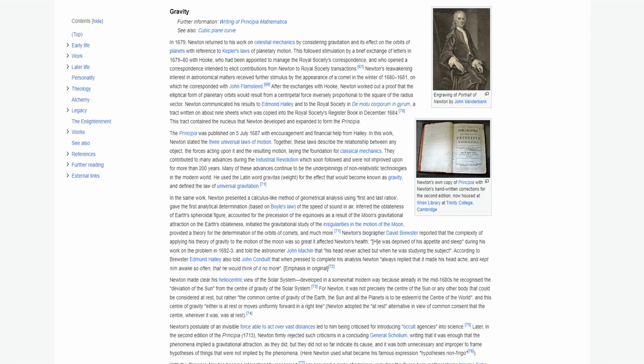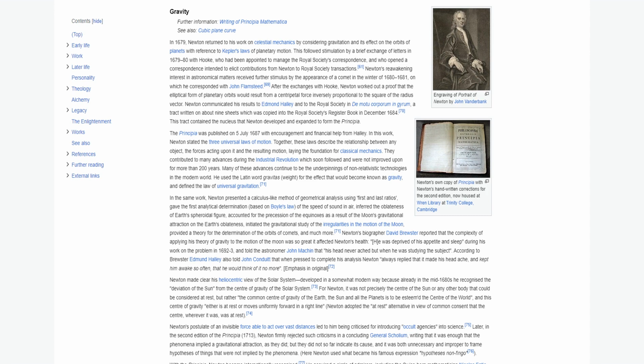Emphasis in original. Newton made clear his heliocentric view of the solar system, developed in a somewhat modern way, because already in the mid-1680s he recognized the deviation of the Sun from the center of gravity of the solar system. For Newton, it was not precisely the center of the Sun or any other body that could be considered at rest, but rather the common center of gravity of the Earth, the Sun, and all the planets is to be esteemed the center of the world, and this center of gravity either is at rest or moves uniformly forward in a right line. Newton adopted the at-rest alternative in view of common consent that the center, wherever it was, was at rest.